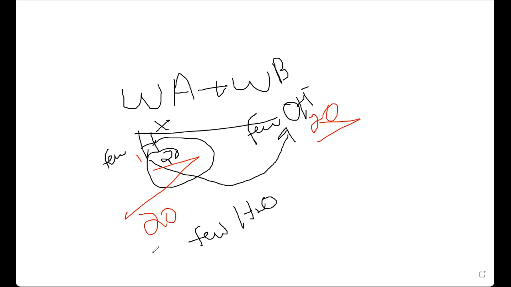Is it clear? Yeah. Okay. Let's move to indicators.